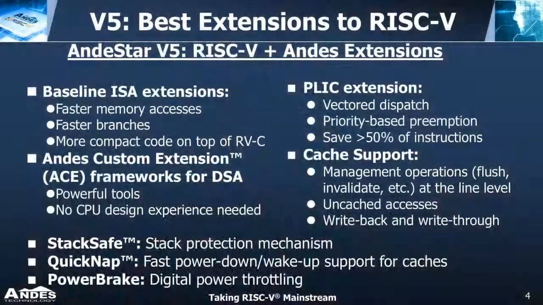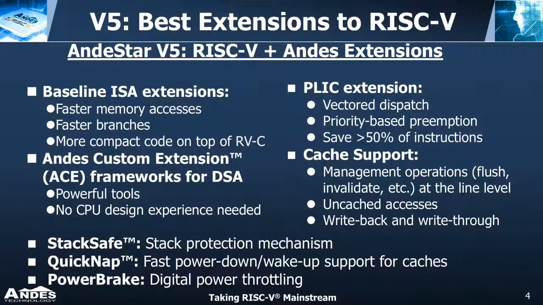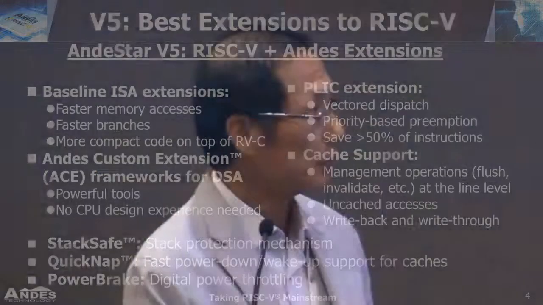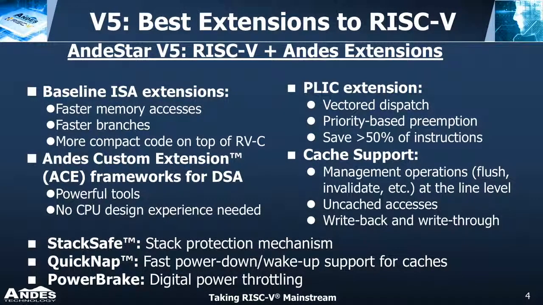What are they? The secret sauce includes baseline ISA extensions from Andes, a custom extension framework for domain-specific architecture, and some other extensions, which we can state one by one. For example, we have a proprietary ISA that can make memory access faster, and we can make branches faster, and we can have more compact code on top of RISC-V compressed instructions. We have powerful tools that let you add custom extensions on top of RISC-V cores.